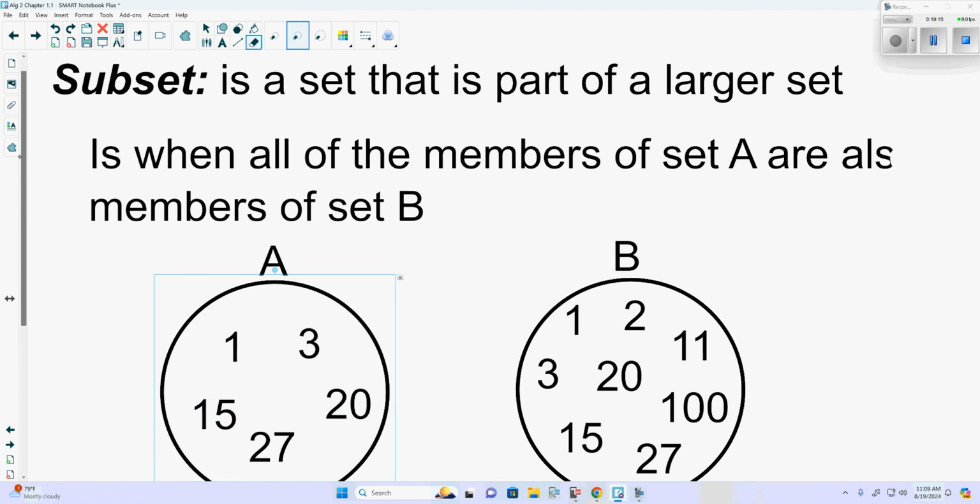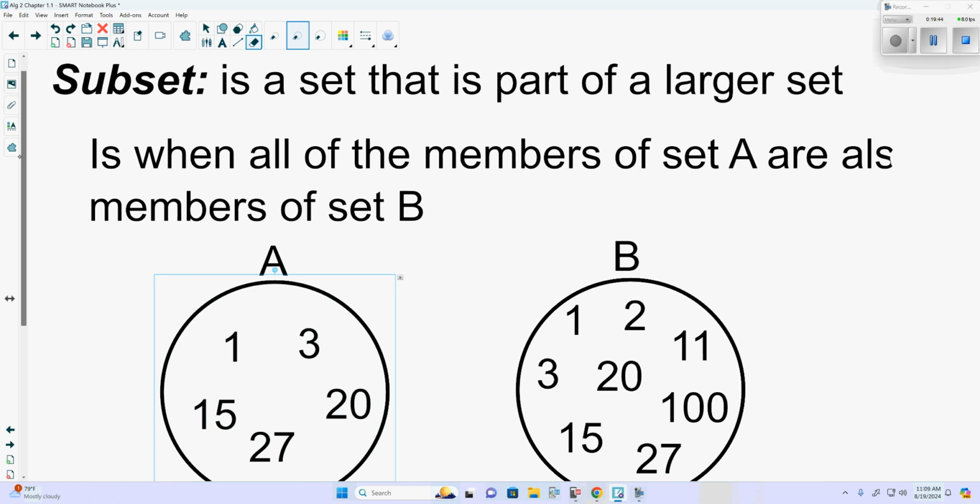Can we say that set B is a subset of set A? No. Right, there are numbers in B that are not in A. Now here's the tricky question. Is A a subset of itself? Yes. So it can be a subset of itself. That's all a subset is.